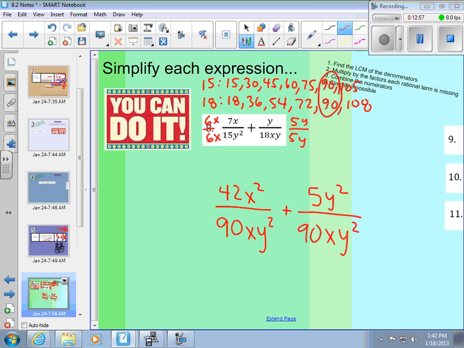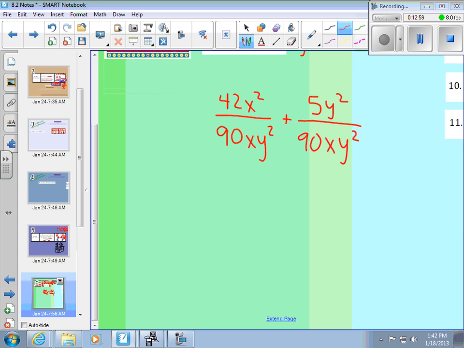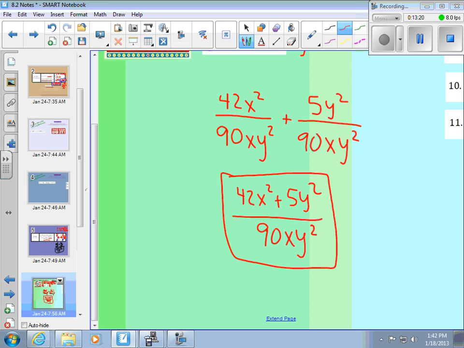To get our answer now, we want to combine this together into a common denominator of 90xy squared. The numerators, you add them together. And since they're not like terms, we just list them out separately. 42x squared plus 5y squared. There's nothing else we can do with that one. That would be our answer.